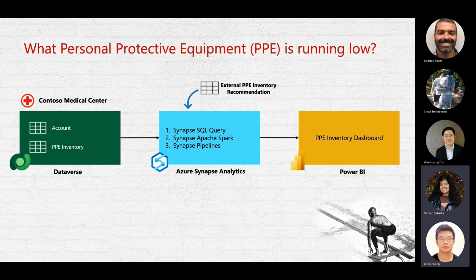So they use Synapse Link to push the data and pull the requirements from the government using pipelines, and make a comparison with their current inventory storage to come up with a Power BI report. Then the supply department can check the report and manage the stock properly.